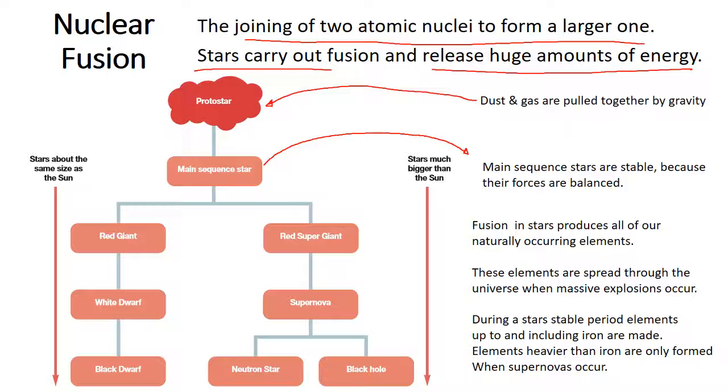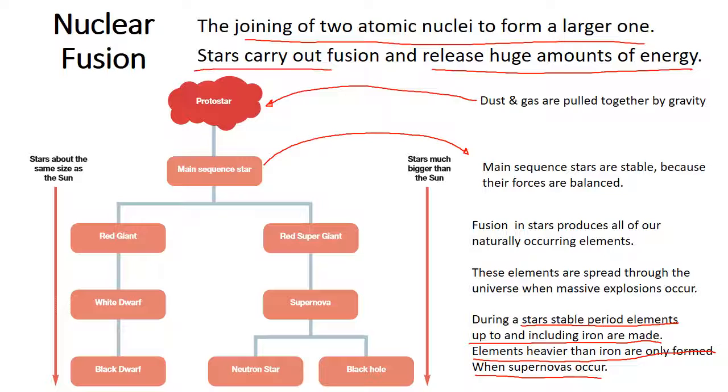in on itself. Now, during this fusion, all the elements we know on Earth are created, and if there's ever a massive explosion and this star explodes, so a supernova, this is when these elements can be spread out in the universe. During the stable period of stars, the fusion can create elements up to and including iron. So anything not as heavy as iron can be created. However, elements heavier than iron can only be formed when supernovas occur. And supernovas are giant explosions.